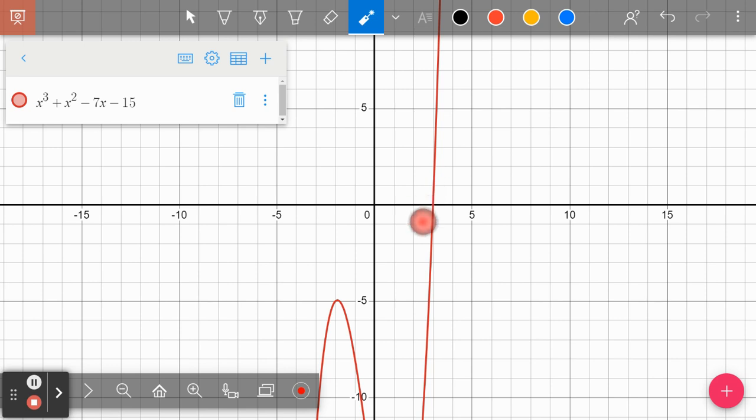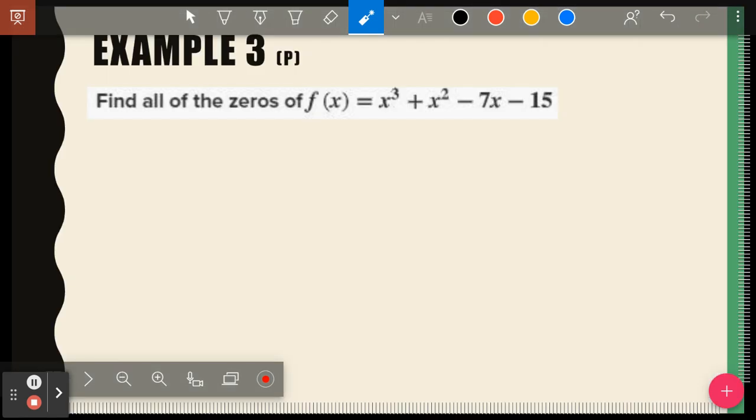It has a multiplicity of 1. It's going straight through it. And also, it's the only answer that's real, so the other ones should be imaginary. So I'm going to go back, and I know 3 is an answer, so I'm going to put 3 into the box and do synthetic substitution.